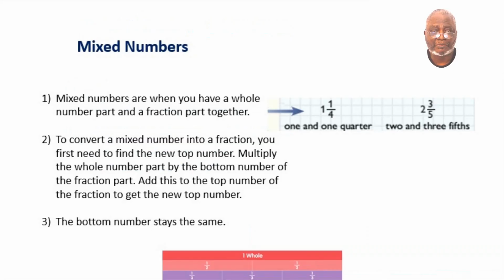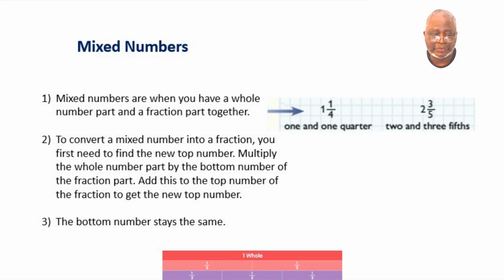Mixed numbers. What are mixed numbers? Mixed numbers are when you have a whole number part and a fraction part all together to form one number. As you can see on the right, you have 1 1/4, and then you have 2 3/5. To convert a number into a mixed fraction, you first need to find the new top number. Multiply the whole number part by the bottom number of the fraction part. In other words, multiply the whole number by the denominator.